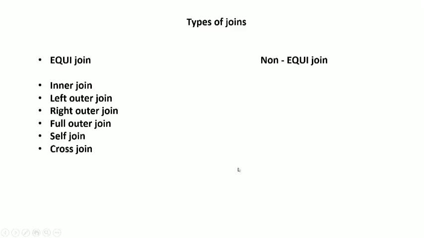Hi everyone. In this video we'll try to learn joins. First of all, we need to understand why we use joins. By the way, this is one of the most important and frequently asked topics in interviews. First of all, we need to understand why we use joins.